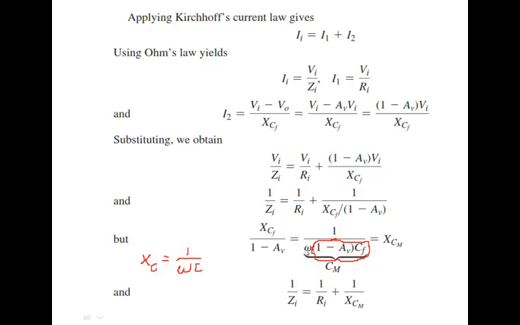So 1 over omega C is equal to XC. So 1 over omega CM would be equal to XCM. So this is called Miller capacitive reactance, and this is called Miller capacitance. So 1 over ZI would be equal to 1 over RI plus 1 over this whole thing, which is equal to XCM, this XCM.